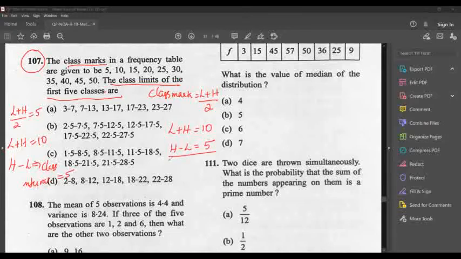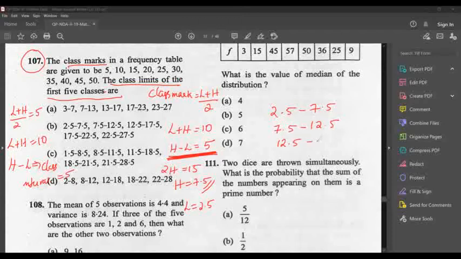Okay. So that means what is my higher limit? You add these, you get 2h is equal to 15, h is equal to 7.5. Higher limit is equal to 7.5. So what is lower limit? Higher limit minus lower limit is 5, so that will be 2.5. So my first interval is 2.5 to 7.5. Second interval will be 7.5 to 12.5. Third interval will be 12.5 to 17.5. Understood? So very simple basic question. If you know the basic things like class interval and class limit, you can answer this. So the answer is option B.